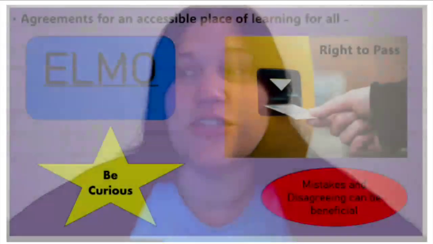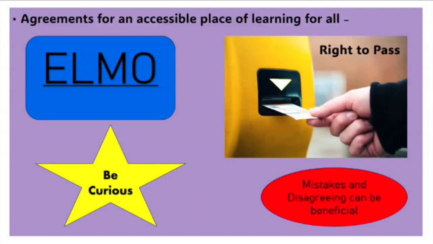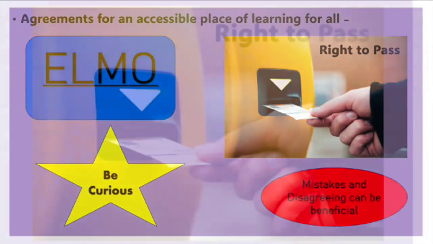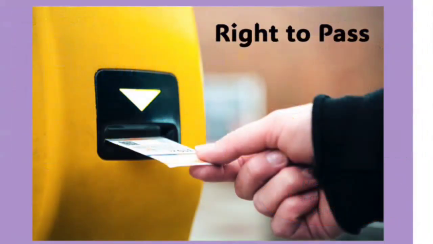So before we jump into that, I want to talk to you a little bit about agreements for an accessible place for learning. Some of these may look familiar. The big one that I use in all of my courses is the right to pass. This gives all participants the right to skip over an activity or to send me a side note or hand me a sticky note if we're in class and just say, hey, I need a moment. I'm going to take a pass on this one. Or is there some other way I can do this? Or is there another activity?